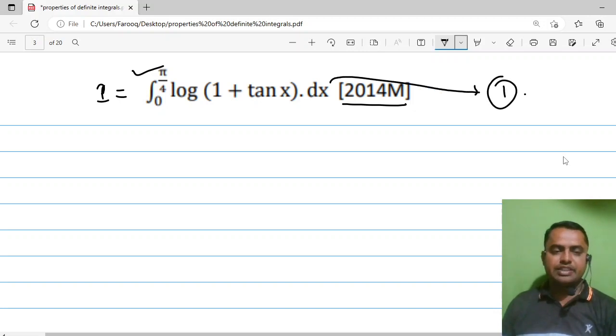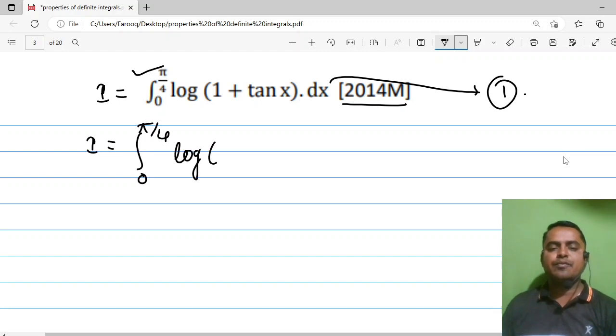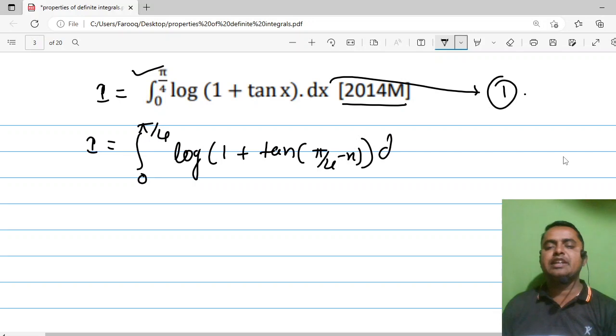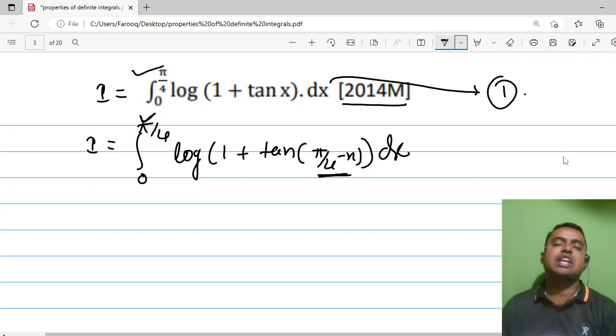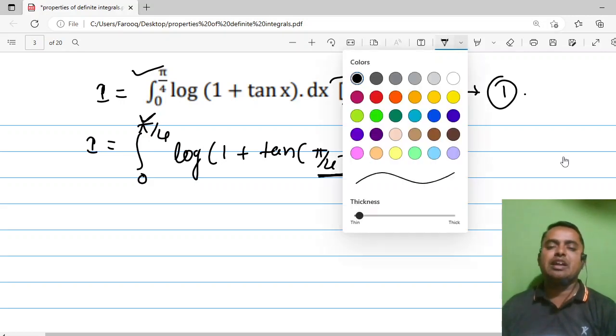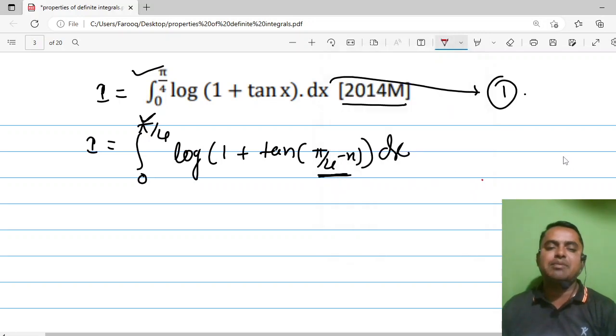Now take I is equal to the integral from 0 to 5 by 4 of log of 1 plus tan of 5 by 4 minus x. Dear students, it is based on the above property. That is, instead of a, what is here? 5 by 4. A minus x means 5 by 4 minus x. Wherever x is there, in that place we have to do a minus x.